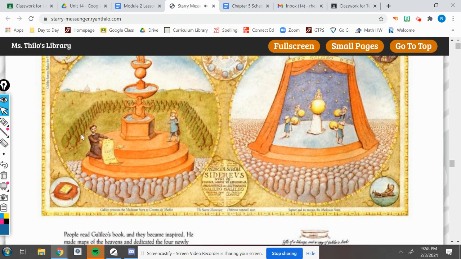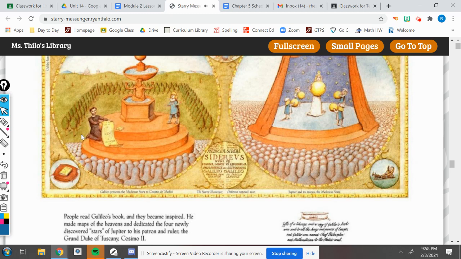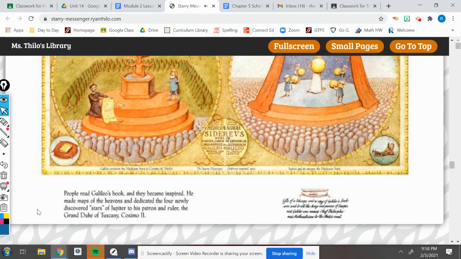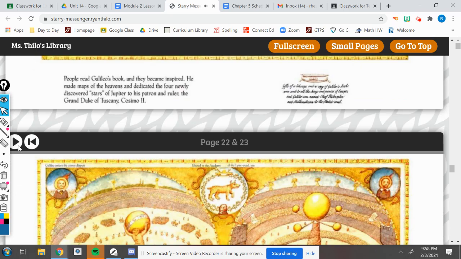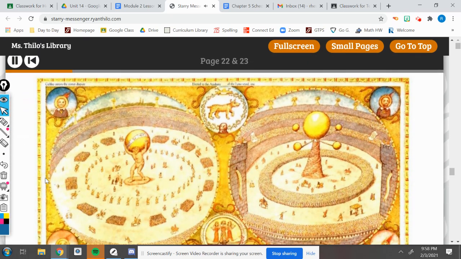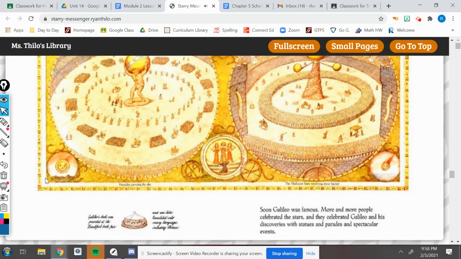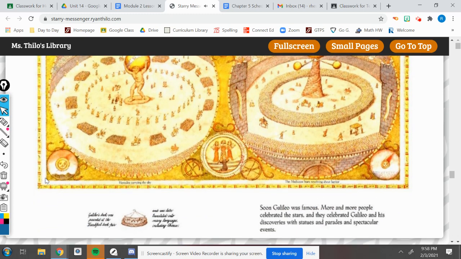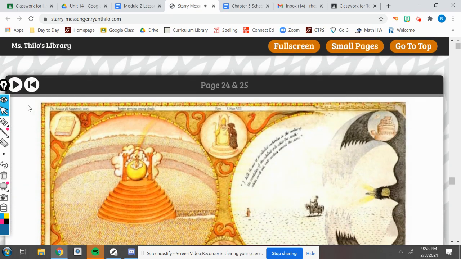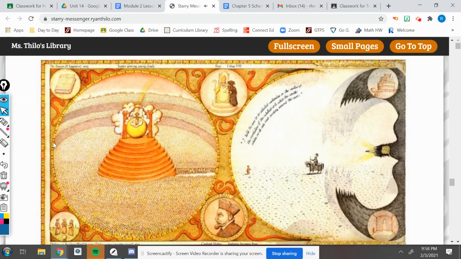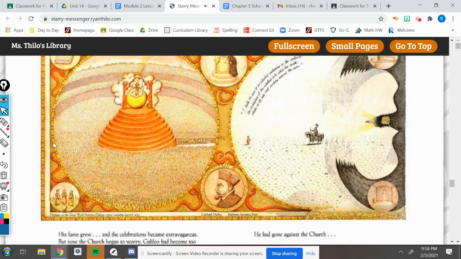People read Galileo's book and they became inspired. He made maps of the heavens and dedicated the 4 newly discovered moons of Jupiter to his patron and ruler, the Grand Duke of Tuscany, Cosimo II. Galileo was famous. More and more people celebrated the stars, and they celebrated Galileo and his discoveries with statues and parades and spectacular events. And the celebrations became extravaganzas.